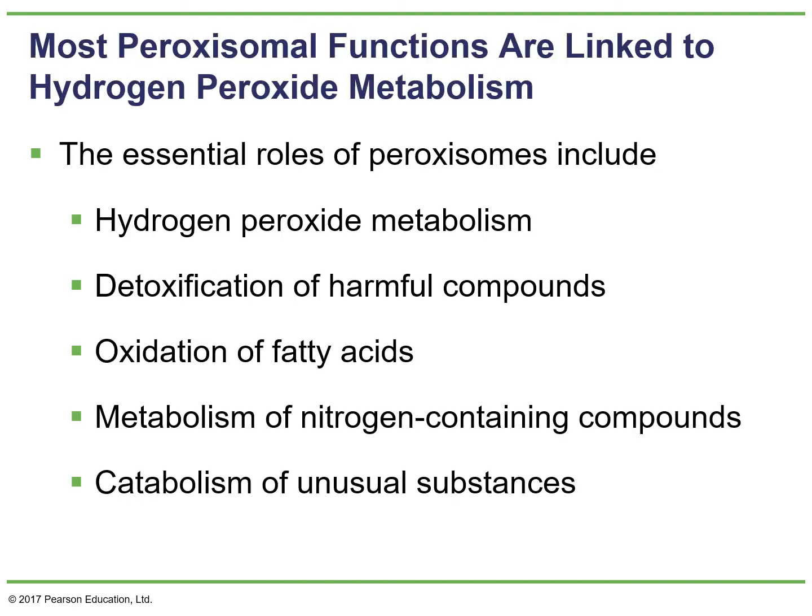Peroxisomes occur widely in animals, plants, algae, and some fungi. In animals, peroxisomes are most prominent in liver and in the kidney tissue. There are at least 5 general categories of peroxisomal functions.